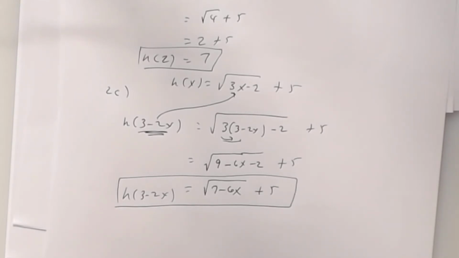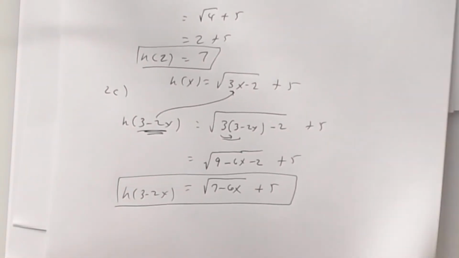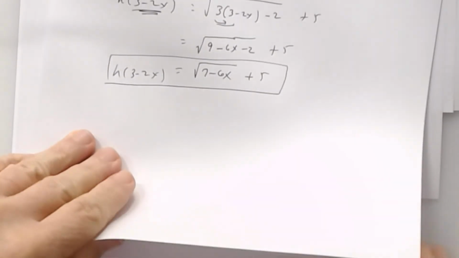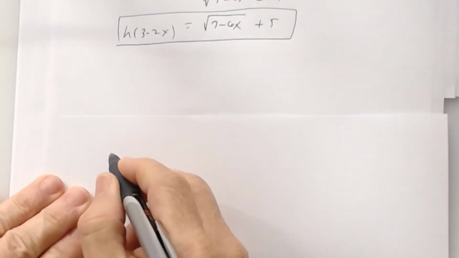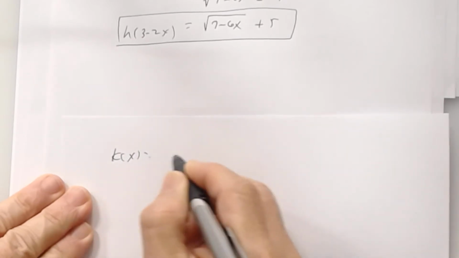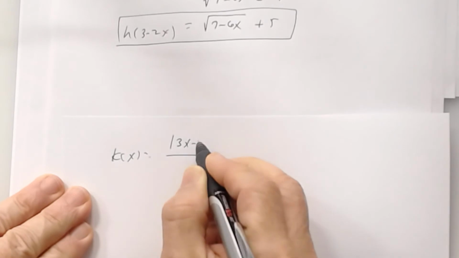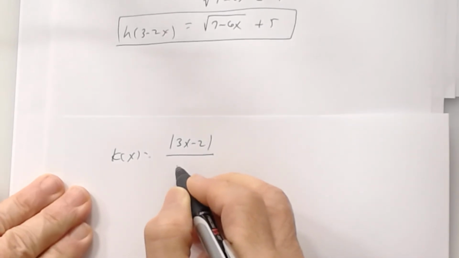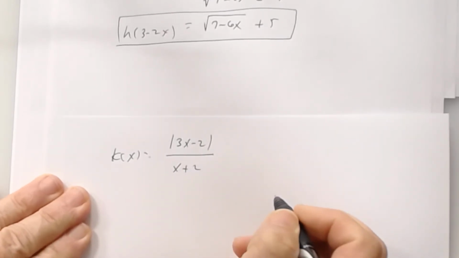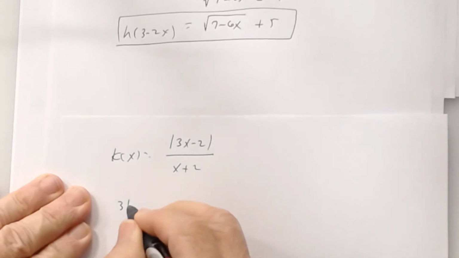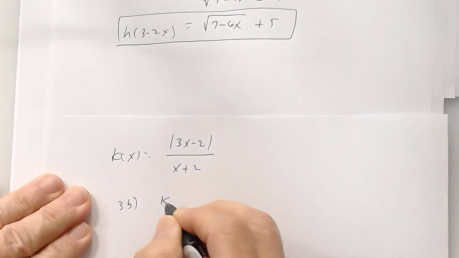All right, let's look at 3B. So in 3B, you have this. So my function is k of x is this fraction. In the numerator, you have the absolute value of 3x minus 2, and in the denominator is just x plus 2. And in 3B, you want to find k of negative 2. K of negative 2.